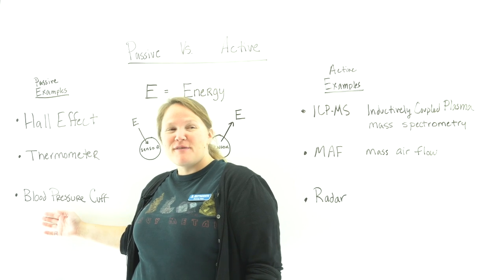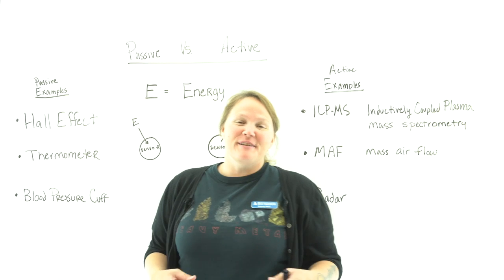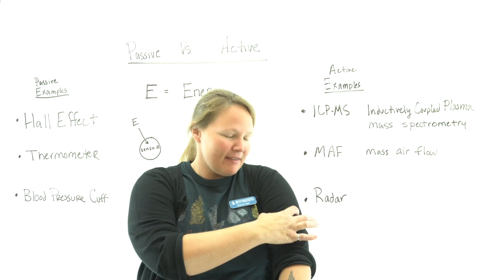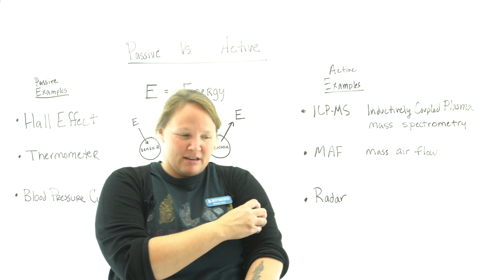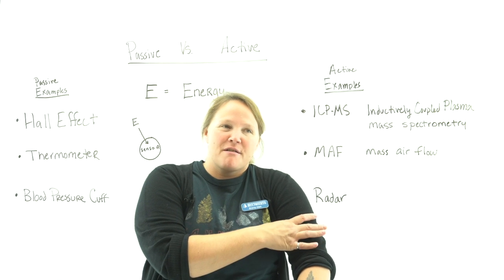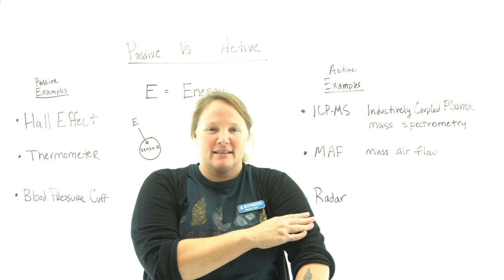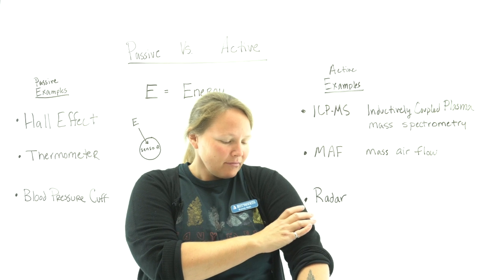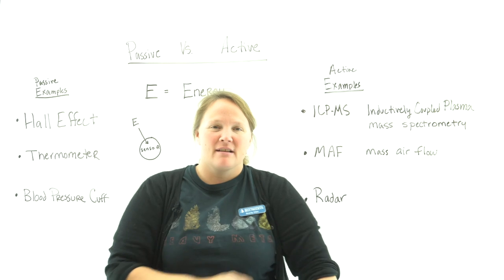A blood pressure cuff uses a passive sensor. So the blood pressure cuff itself is not the sensor, but there is a manometer attached to the cuff. That's the little gauge you'll see if you ever get your blood pressure read. So that manometer is actually sensing the pressure of your blood, and that sensing is actually absorbing a very small amount of energy from your body in order to make the reading.